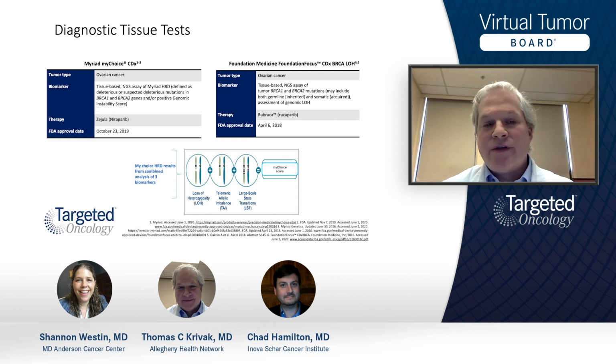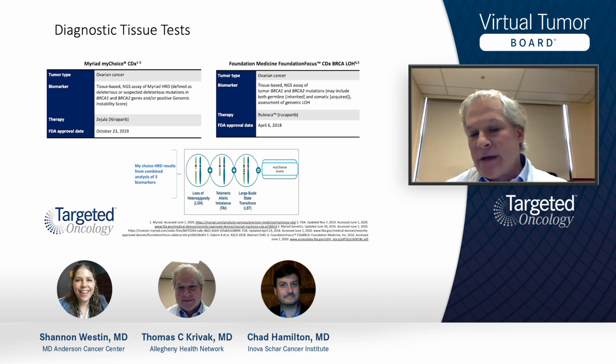And again, these are the two tissue tests that are available. Myriad myChoice is the companion diagnostic for niraparib, first approved with Quadra and now approved with Paola, and again, Foundation Medicine. If you dig a little deeper into how these tests were developed, Myriad myChoice has the 3 components listed below: loss of heterozygosity, telomeric allelic imbalance, and large-scale state transition. They put these 3 scores together to try to help capture BRCA-like tumors. You heard a lot of discussion at SGO about the different score ranges, but Myriad myChoice was designed to capture BRCA-like patients.